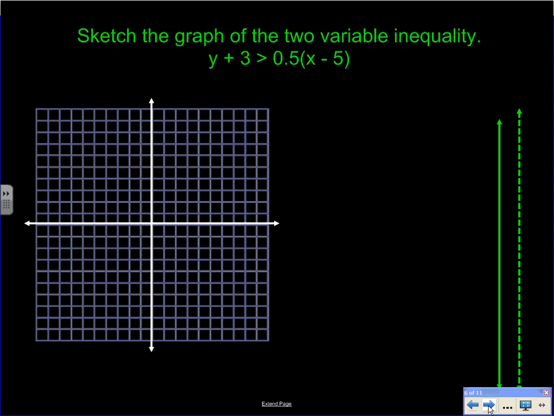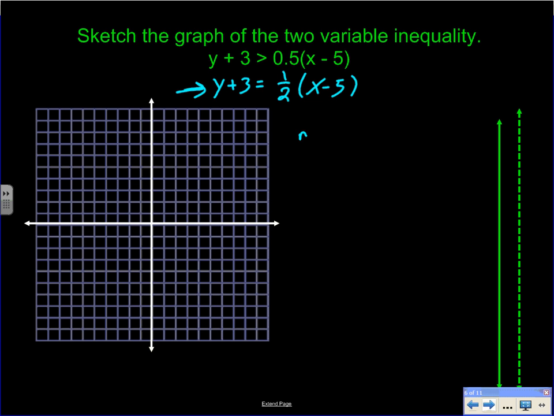Let's look here at this one. It says sketch the graph of the two-variable inequality. Well, if we were to think about this as y plus 3 is equal to 0.5, I'm going to go ahead and write that as a fraction because I'm not a big fan of having decimals for your slope. And if we're looking here in blue, we have a linear equation in point slope form.